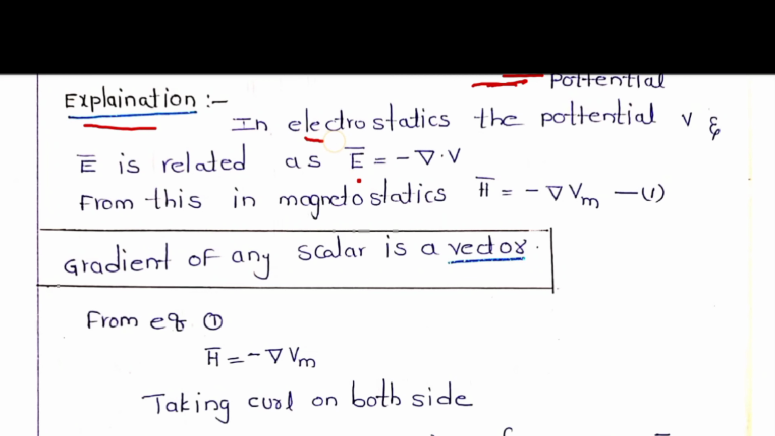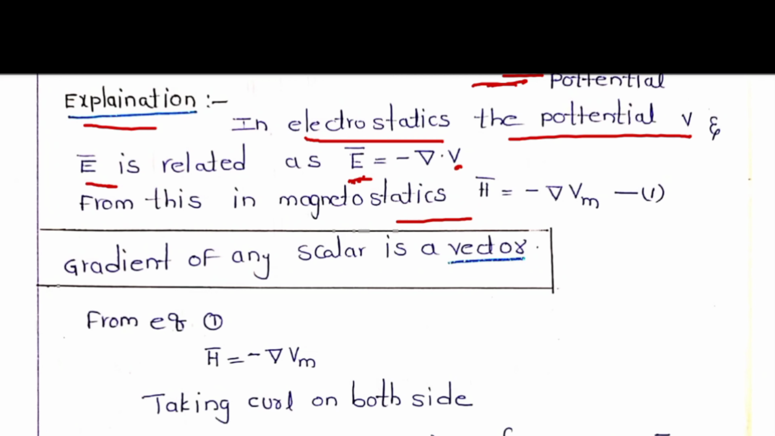Remember, from the basics again, we know E equals minus del V. In the electrostatics chapter, I told you about the negative gradient, or potential gradient, which gives a vector. In electrostatics, the potential V and E are related: E equals minus del V. If you know V, you can calculate E. If you know E, you can calculate V by taking the negative gradient of V.